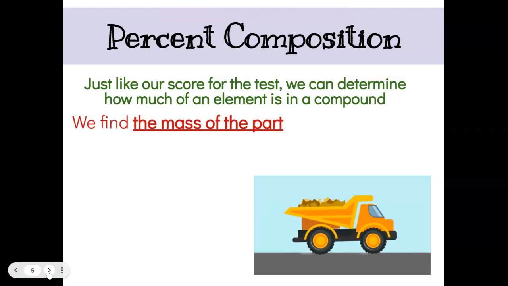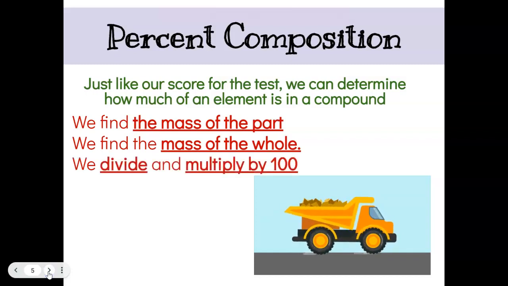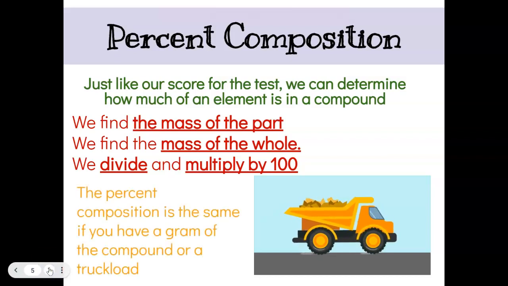We have to find the mass of the part, so AKA the molar mass of the element we're looking for the percent comp for. We have to find the mass of the whole, so the molar mass of the entire compound. Then we have to divide and multiply by 100, just like a normal percentage. So the mass of the part, like when you're calculating on your test, you got 20 right. The mass of the part would be the atomic mass of the element you're looking for. The mass of the whole, the mass of the entire compound, and then we just divide and multiply, okay?